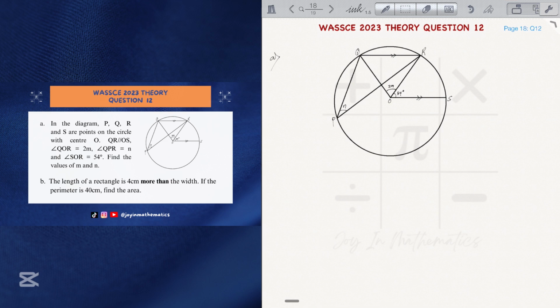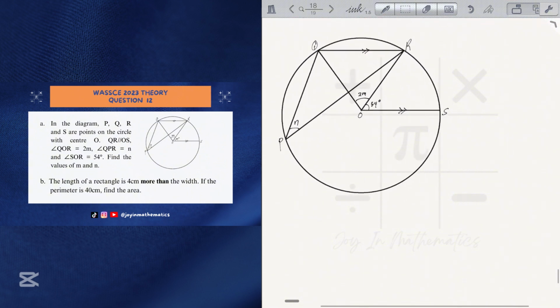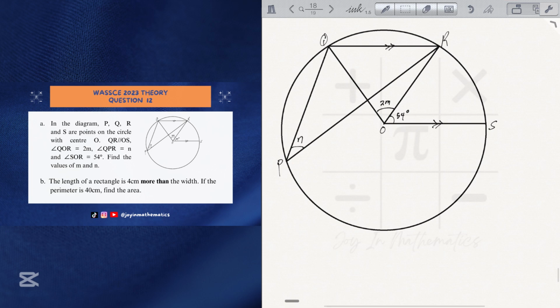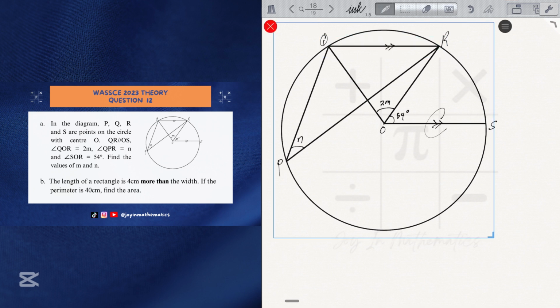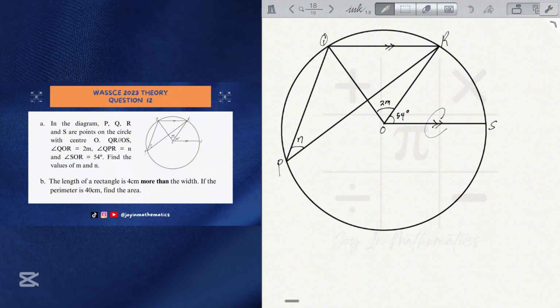Now let's proceed further to question number 12, which is the second to the last question on the WASSCE 2023 theory section. We're given this diagram, PQRS, a point on the circle with center O. Now QR is parallel to OS, so we can see the parallel signs with OS. We're also given that angle QOR, this angle here, is 2m.